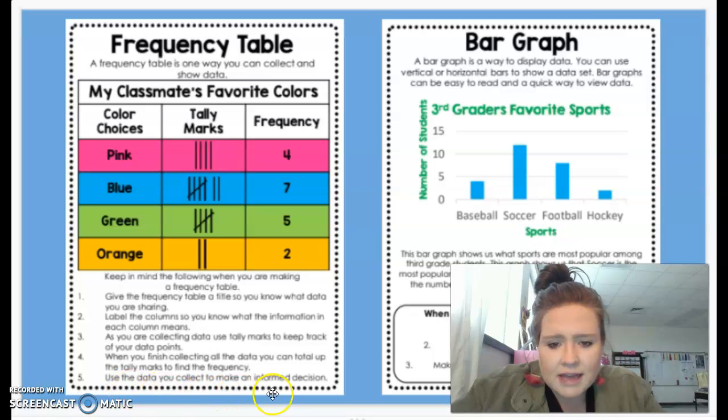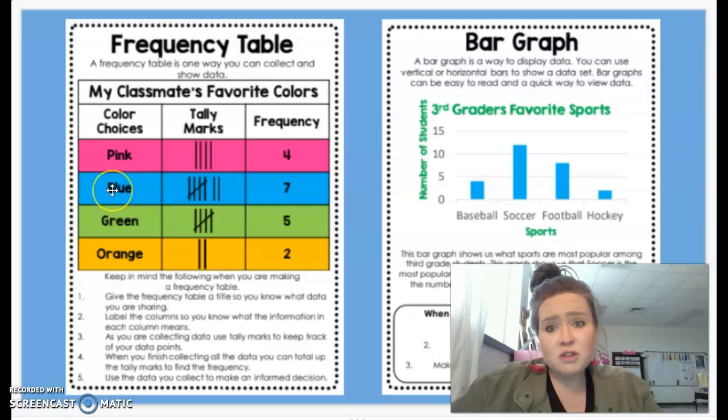Use the data you collect to make an informed decision. So an informed decision would be like a majority of the students like blue in this class.